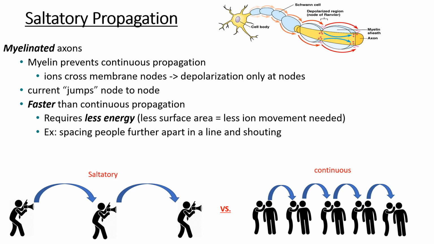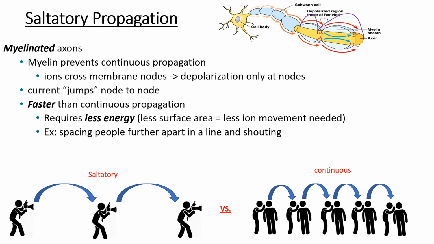And what happens is that local current that's created from the ions crossing the channels is going to end up jumping from node to node. And this makes it faster than our continuous propagation was, where we had to travel down the entire length of the membrane. In this form, we basically get to skip across the internodes. And this is going to require less energy because we have less surface area involved, so less ion movement ends up being needed.